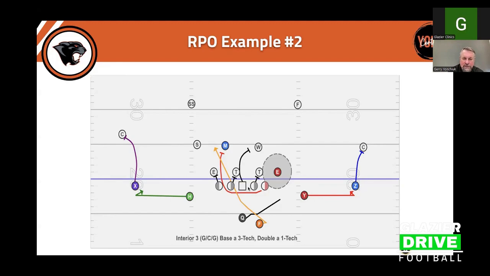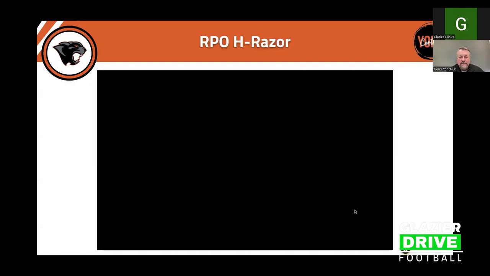We'd like to run this to 3 technique. So we're running in the A gap because of the fact that we're not blocking in here. If this guy is kicking back into the play, we need to get the ball outside to make them pay for being over aggressive on the inside.